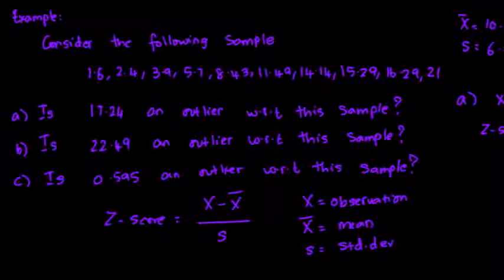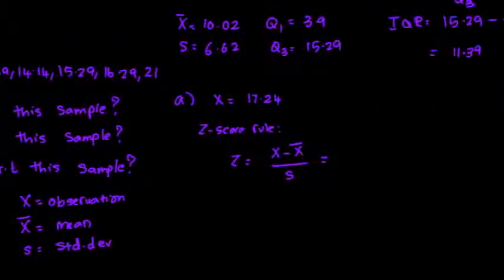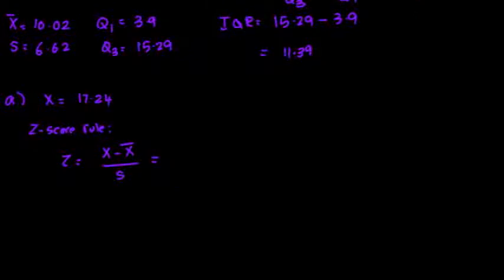So I have the sample over here, and I entered the sample onto a calculator, and I found x bar as 10.02, s is 6.62, the first quartile is 3.9, the third quartile is 15.29, and the IQR, Q3 minus Q1, is 15.29 minus 3.9, which would give us 11.39.